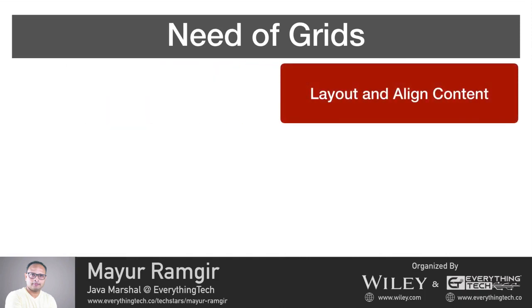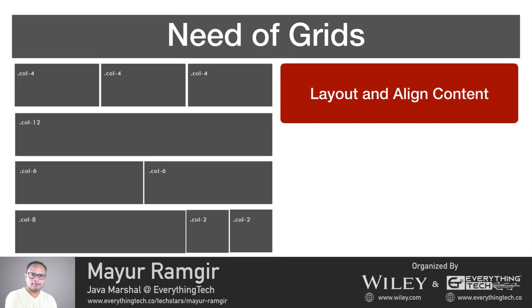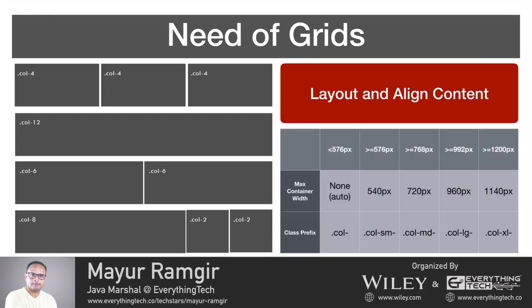Need of grids. With the popularity of handheld devices, it is important to align content which can render properly on all the devices. This is where the grid system plays a role. As we have just seen, it makes use of containers, rows and columns to lay out and align content on a web page. Depending on the screen size, you can use various columns to fit your content on a web page. This table shows the class prefixes which you can use as per the screen sizes.